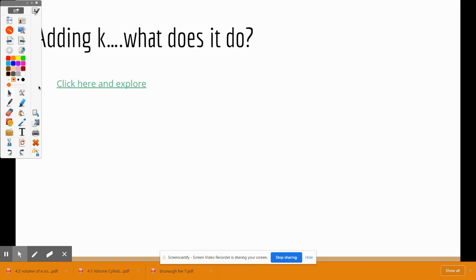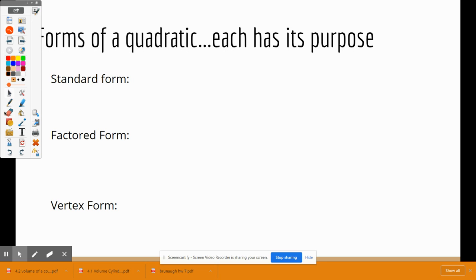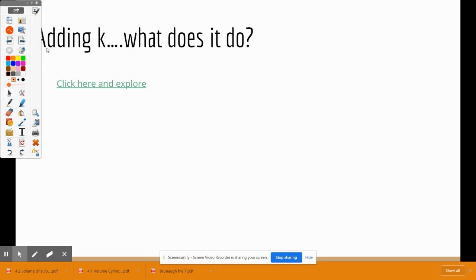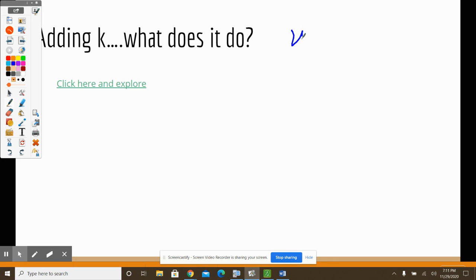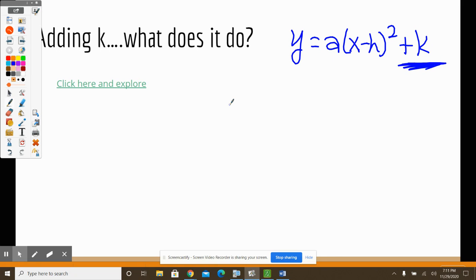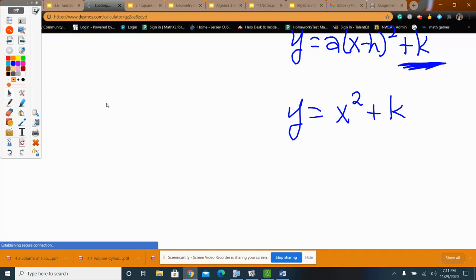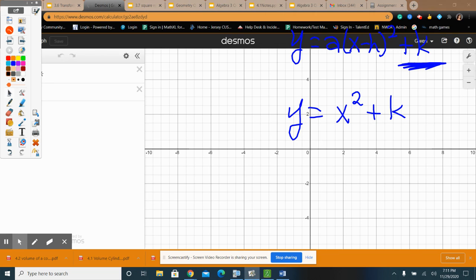So what does this k on the last part do? I'll just write the equation down again. The equation is a(x minus h) squared plus k. We're going to look at one piece at a time. So what does the k do? Basically, what is x squared plus k? If you take away everything else and we're just dealing with the mother function here, adding k, what does it do to the graph? So there's a little thing I'd like you to click in. You can kind of explore with it a little bit, assuming I did it correctly.